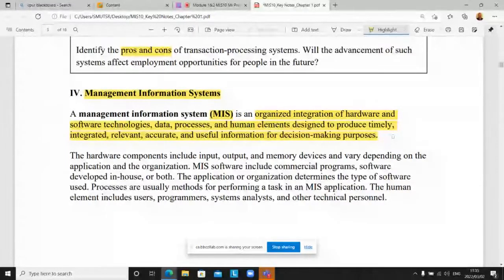Organized integration. You've got your hardware, so you've got your computers, you've got your software technologies, you've got your information, you've got something you're doing with the information, your processes, and you've got your humans that are involved to produce really useful information. Now remember, I've already mentioned the difference between data and information. Data is unprocessed, information is processed.